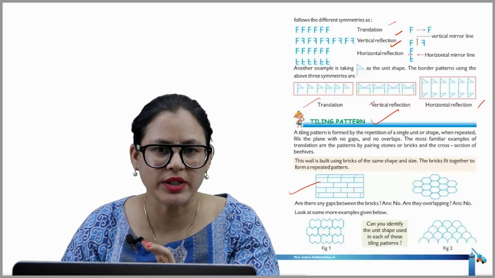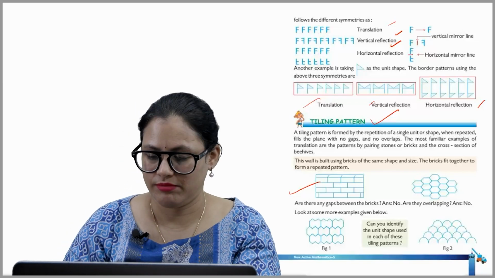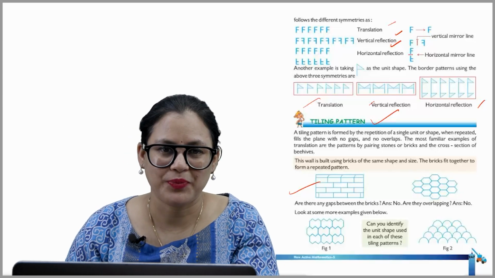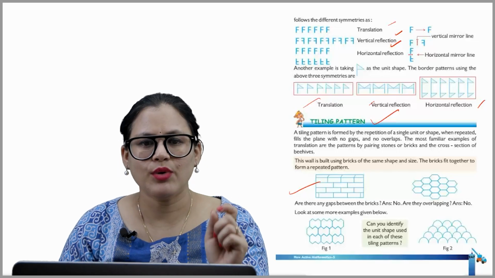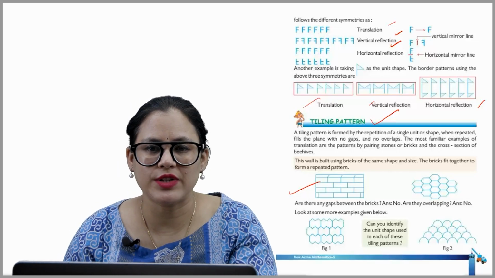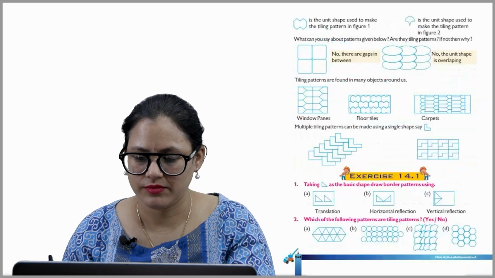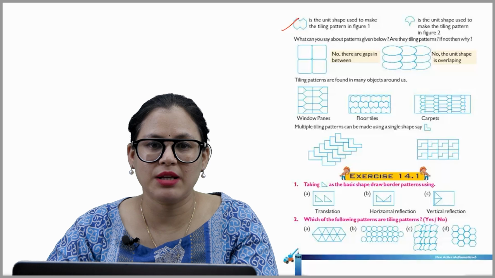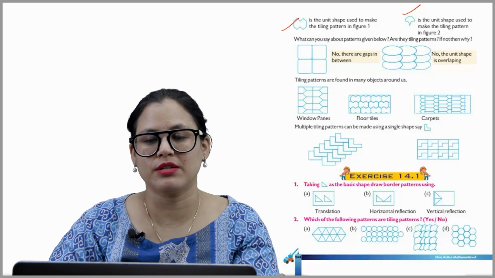Are there any gaps between the bricks? Answer, no. Are they overlapping? No. As you can see, neither are they overlapping nor is there any gap. Look at some more examples given below. Figure 1 and figure 2. Can you identify the unit shape used in each of these tiling patterns? This is the unit shape used to make the tiling pattern in figure 1 and this is the unit shape used to make the tiling pattern in figure 2.